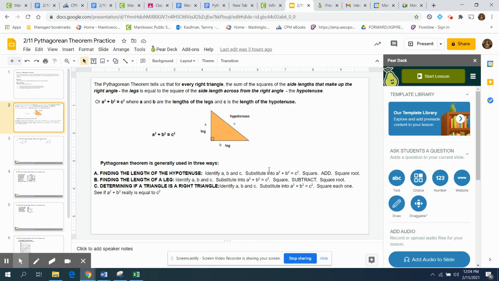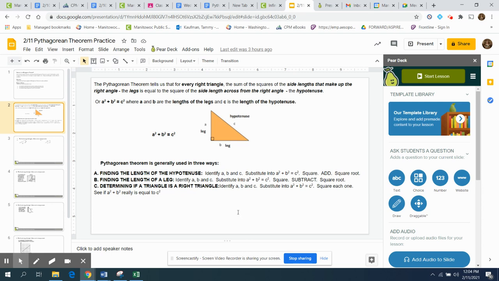If you're looking for the hypotenuse, you're going to square your A, square your B. Square means to multiply by itself. Add those together and then take the square root. If I'm trying to find the length of a leg, I'll give you A, which is one of the legs, and I'll give you C, which is the hypotenuse. Again, you're going to substitute in for A and C, square A and C, and then subtract those two and take the square root.